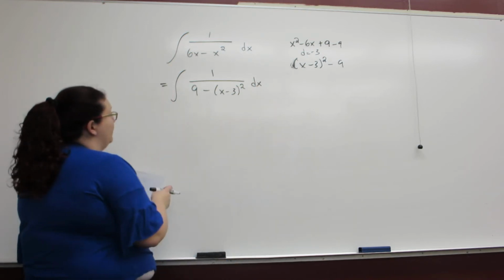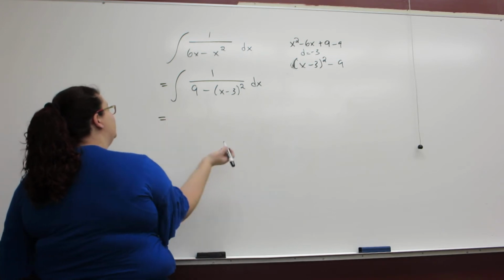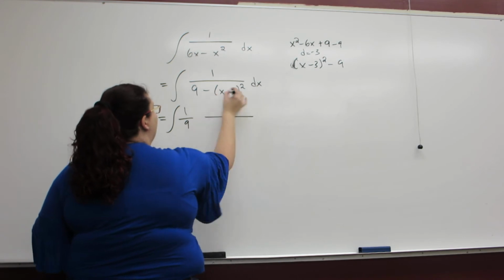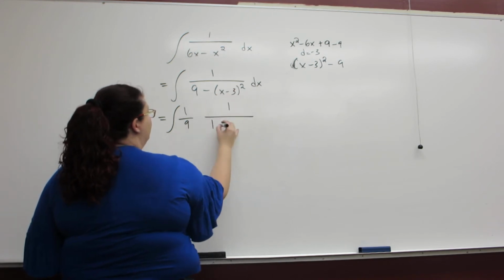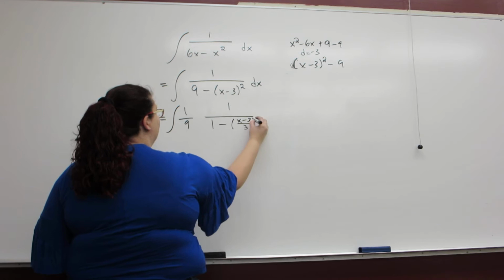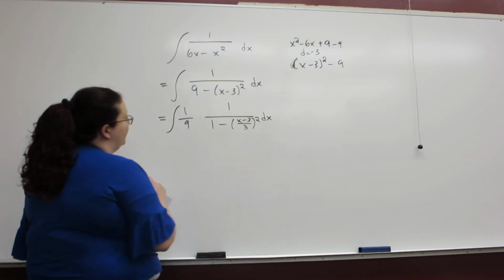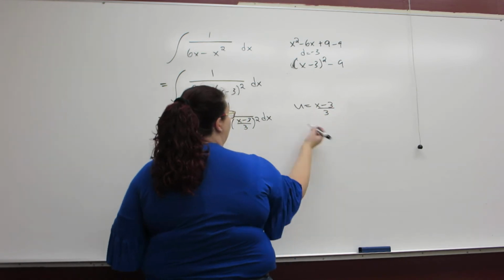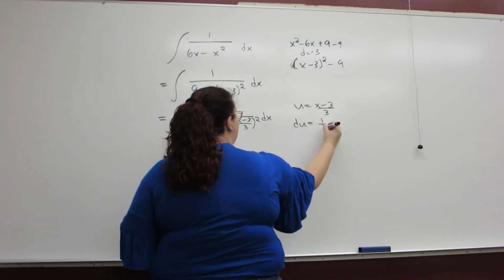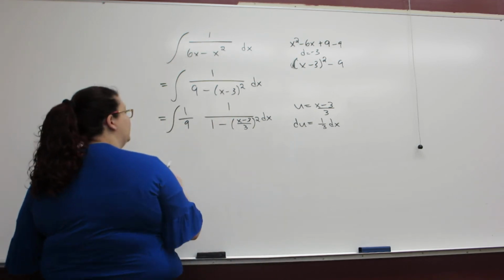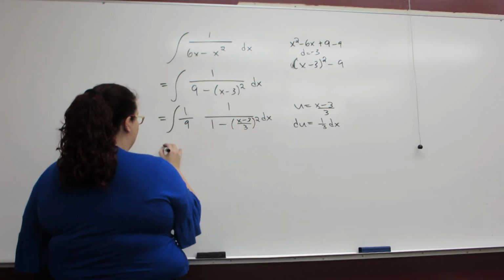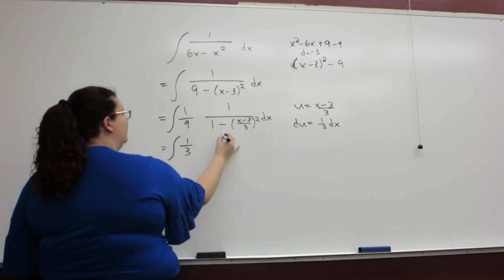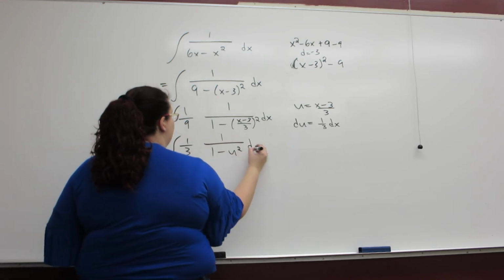As is usually the case, I really would prefer this number to be a 1 to simplify my use of the formula. So I'm going to factor out the 1/9, and I need to therefore factor a 9 out of both of these pieces. All right, so now I'm going to do a u substitution with u equals x minus 3 over 3. So du is 1/3 dx. Now I have a 1/9 dx, so if I take 1/3 of it, I'm going to be left with a simple 1/3, and then 1 minus u squared du.